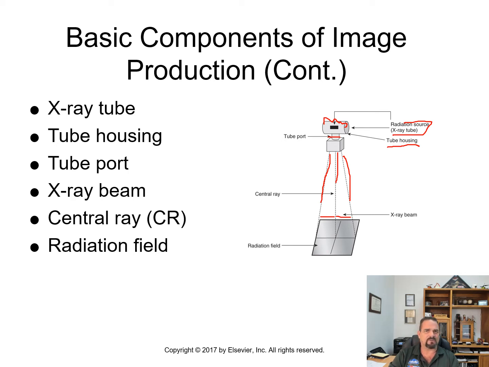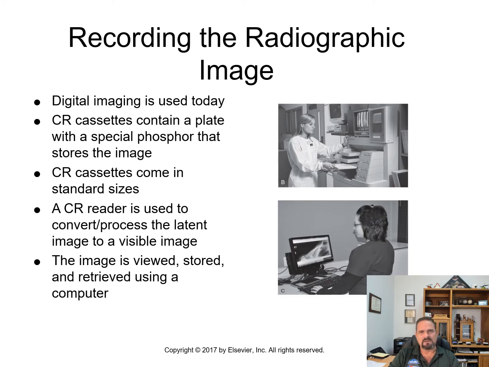Okay, folks, here we go. Digital imaging is what is used today. This is our primary computed radiography: CR cassettes that contain a plate with a special phosphor that stores the image. Those CR cassettes come in standard sizes. A CR reader is used to convert the latent image to a visible image. The image is viewed, stored, and retrieved using a computer.